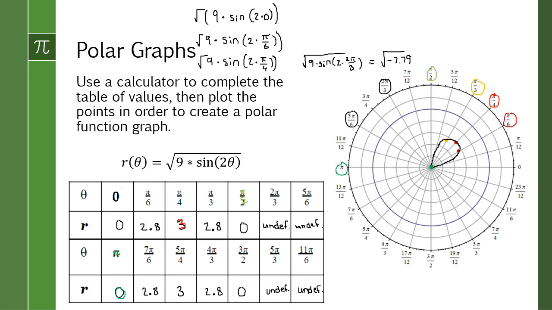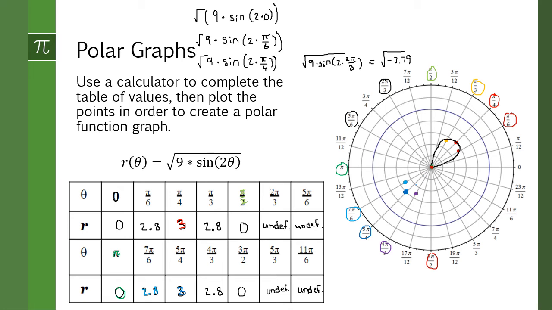But now I have some real points that I can plot. At 7 pi over 6, my radius is 2.8. So 7 pi over 6, 1, 2, and a 0.8, about there. At 5 pi over 4, my radius is 3. So going towards this angle by 1, 2, exactly 3 units. Then 4 pi over 3, 2.8 again. So about there. And then 3 pi over 2, this angle here, I have a radius of 0, so that's another point on the origin.